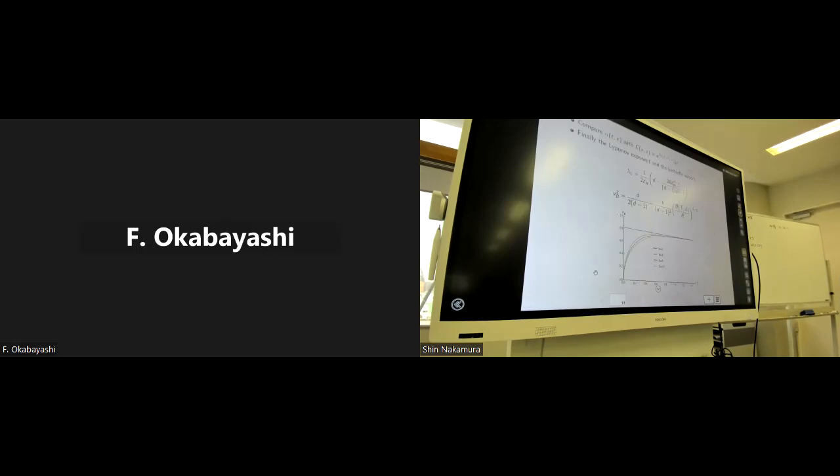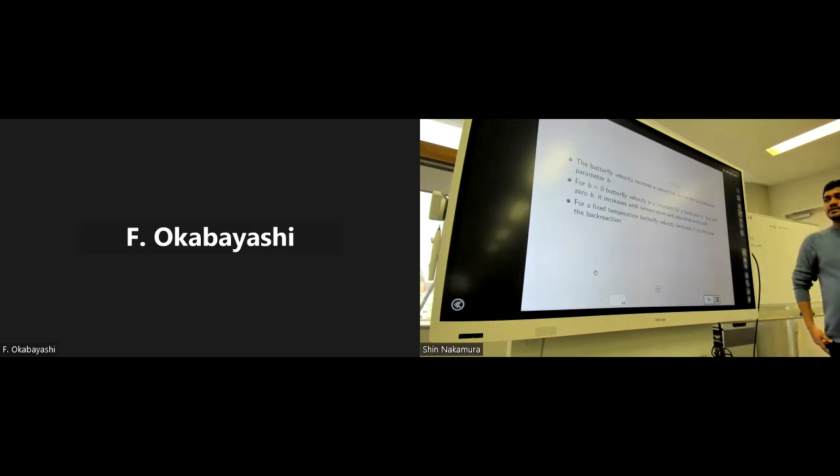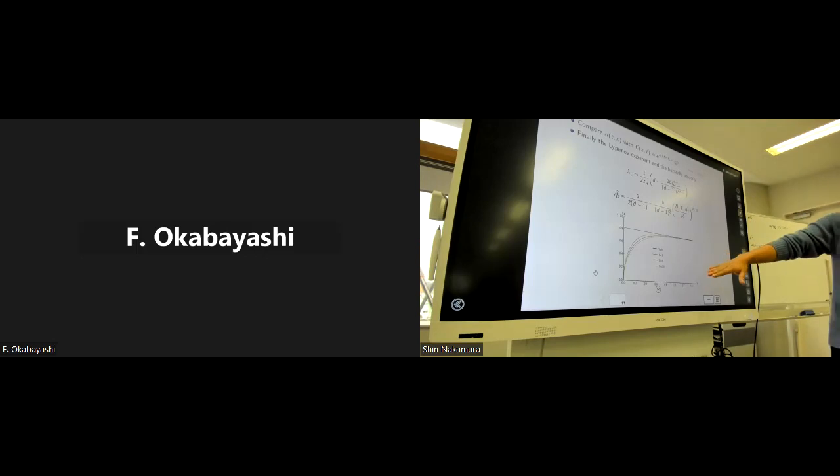Okay. So yeah, we have discussed these points. So the butterfly velocity for B equals 0 is constant, and for all other non-zero values, it saturates to these points. And we can see the difference with respect to B for the intermediate range of temperature.